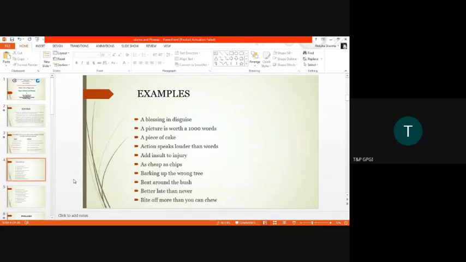Then this one is another favorite one of mine. It's very sweet and very easy to say, and it can be used a lot. A piece of cake. Repeat after me, a piece of cake. So it is really easy. Piece of cake means very easy. It was very easy, really easy.